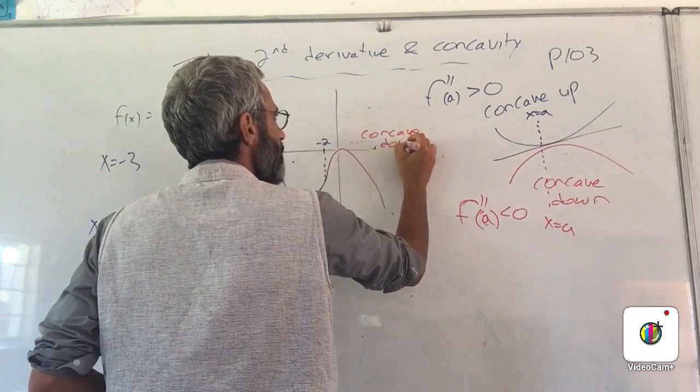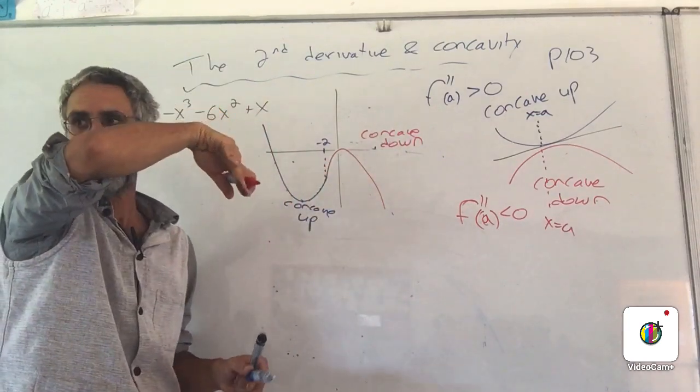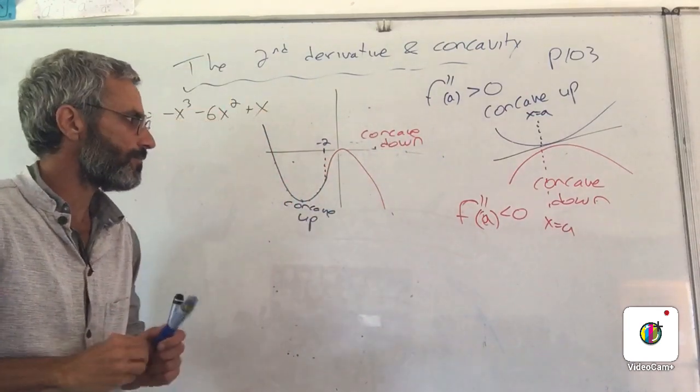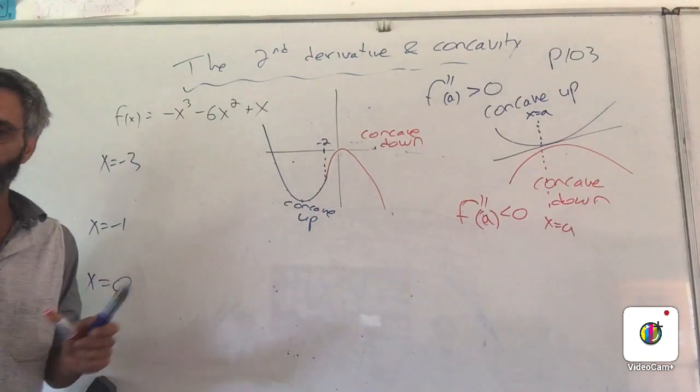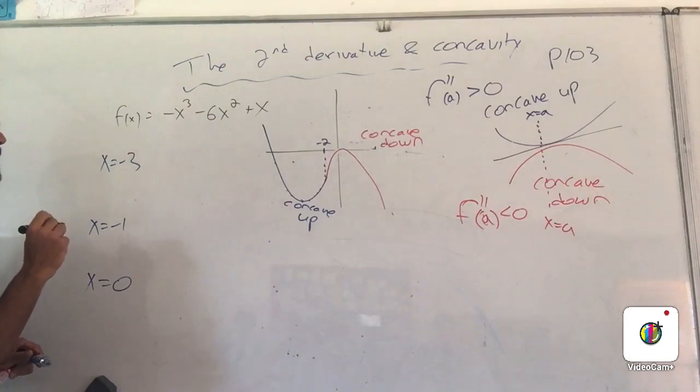Okay? Concavity is not to do with if the graph is going up or down. No, it's to do with the shape of it. Okay? Mark, are you with us? Okay. So what's the first thing to do, as always in calculus?